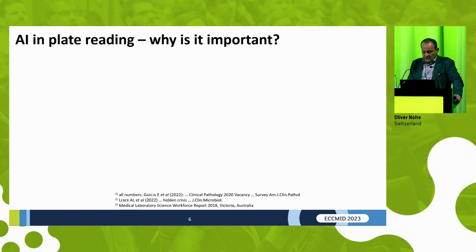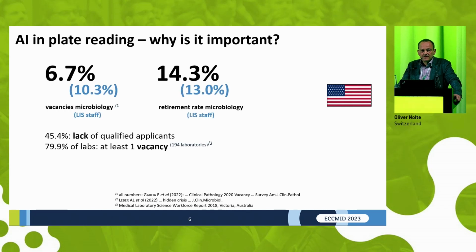So why is this important? And I don't want to go deeply into this. These are results from a recent survey in the US, where the vacancy rate for microbiologists was defined to be 6.7% and even higher for the LIS people. And what is more worrisome is the anticipated retirement rate, which is even higher and which will strengthen the problem further. The problem is that about half of the laboratories reported to suffer from a lack of qualified applicants, and 4 out of 5 laboratories reported that they had at least one vacancy.